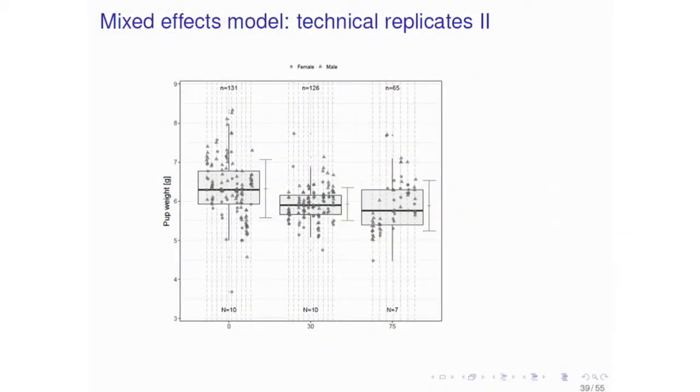This is 0, 30, 75 milligram per kilogram of any compound. And here you see the box plots, and the individual dots are the single pups, and you know within a litter, this is the first female, and within a litter they have different pups, characterized as female and male. And you see, it is not good to average overall. You should take into account this litter structure as a random effect.